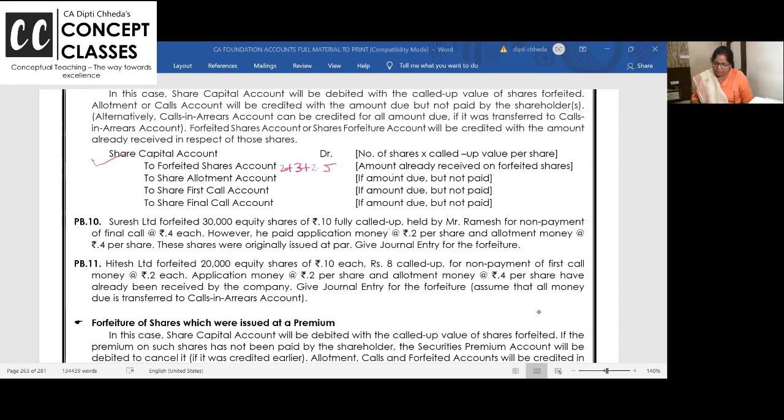ये clear है या नहीं आपको? कितना call आना है? 4. So you should know कि 6 rupees he has already paid. However, he paid application 2, allotment 4. These shares were originally issued at par. Superb. How much you have received? 6 rupees. How much you will forfeit? 6 rupees. What about 4 rupees? Call was due but not received. जब call due होगा तो equity share call account debit to equity share capital. Call debit to capital. Now reverse.